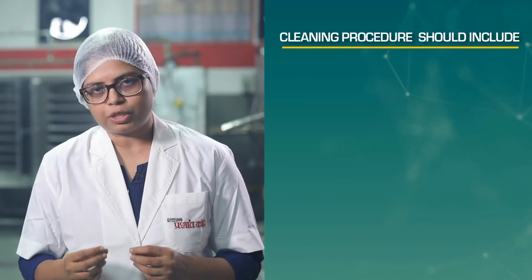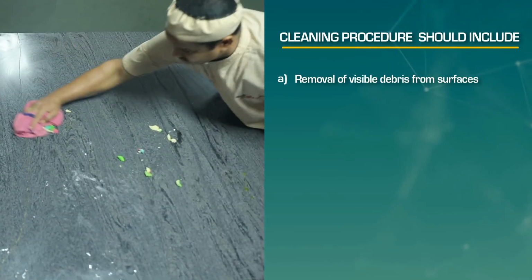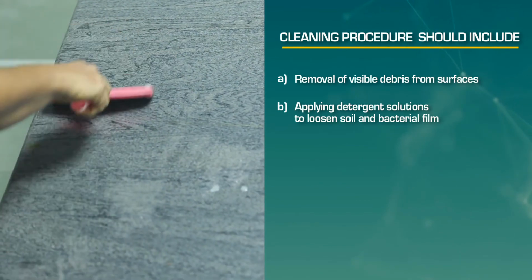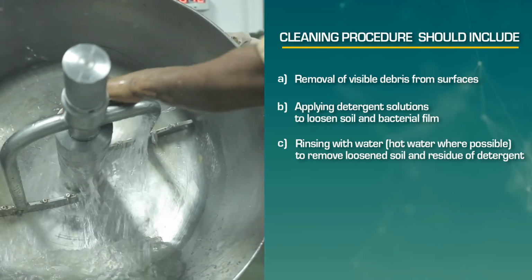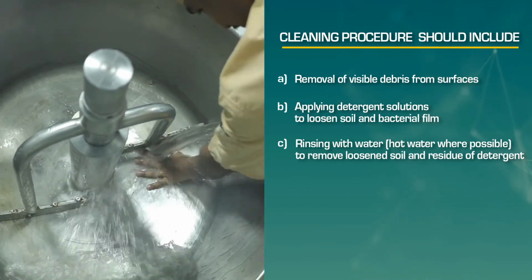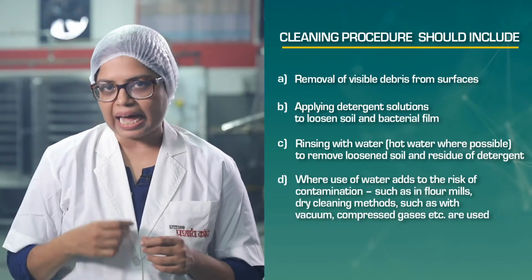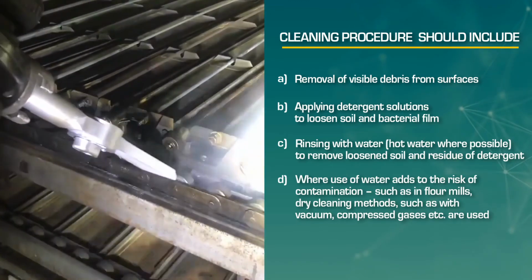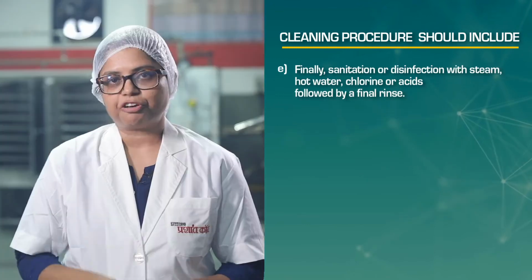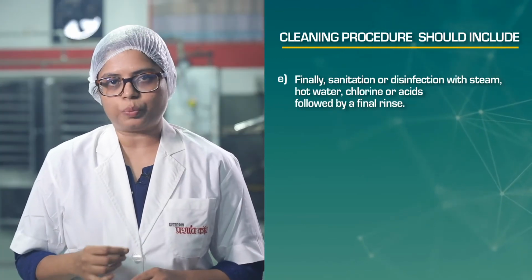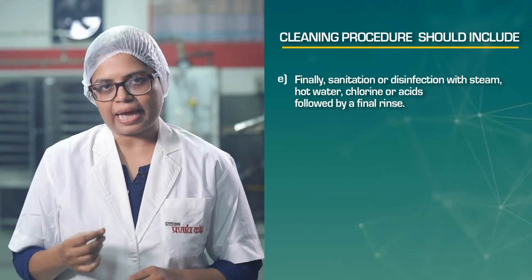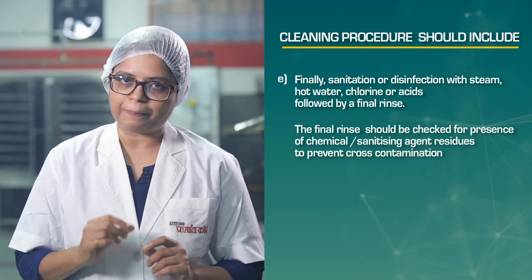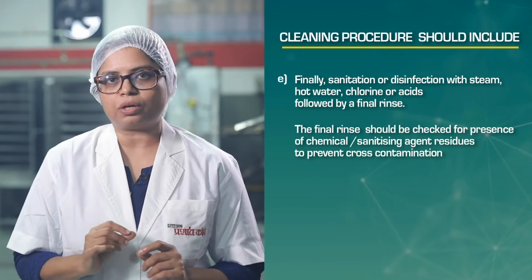Cleaning procedures developed should generally include removal of visible debris from the surface, applying detergent solutions to loosen soil and bacterial film, rinsing with water, hot water where possible, to remove the loosened soil and residue of detergents, except where use of water adds to the risk of contamination such as in flour mills. Dry cleaning methods such as vacuum or use of compressed gases may be done. Finally, sanitation or disinfection with steam, hot water, chlorine or acids followed by a final rinse. The final rinse should be checked for presence of chemical and sanitizing agent residues to prevent cross-contamination.